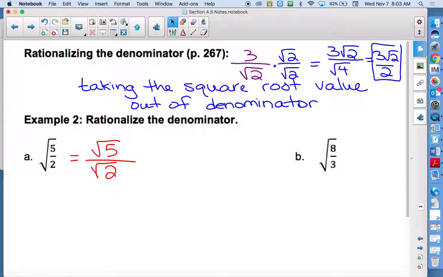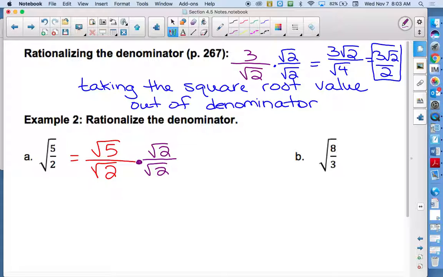So we're going to rationalize the denominator, which means get the square root out of the denominator. It needs to be a whole number sitting there. So whatever radical or square root's in the denominator, that's what we're going to multiply by. And again, this is a square root of 2. So you have to do the same thing to both parts of the fraction.